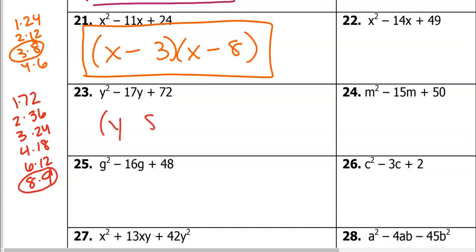So positive 72 means they're both the same sign. It has to be 2 negatives or 2 positives. If I need a negative 17, they're both going to be negative. Negative 8 minus 9 gives you negative 17.